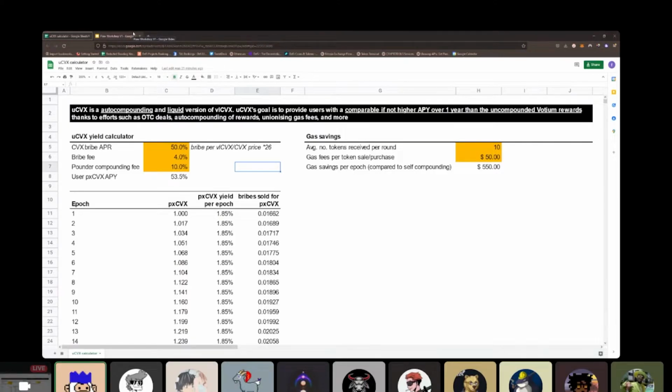The last thing I'd add is, there are other liquid CVX solutions in the market, but I think a real differentiator for UCVX and PX CVX is that its main goal is to be a liquid CVX. It's not bootstrapping something else, a different pool, whatever. It's literally just there to do its job. PX CVX is VLCVX with more utility.